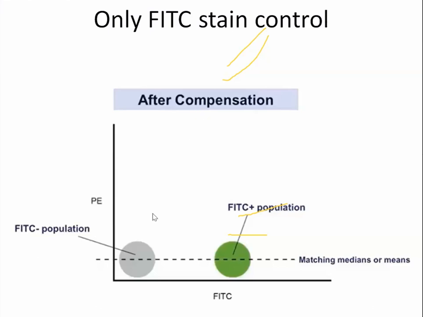So this is a FITC stain control. If you find this is a FITC negative population, before compensation it will be here. Once you do compensation, after running the controls, you will give an automatic compensation and this population will be dragged down to this particular area. So this is after compensation.